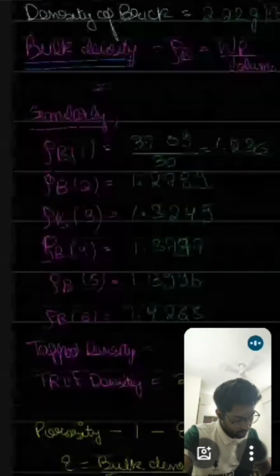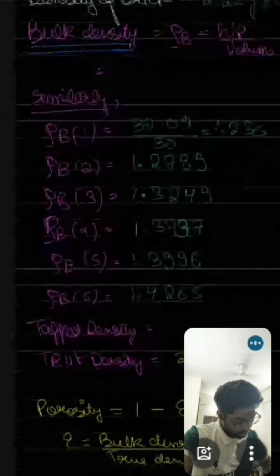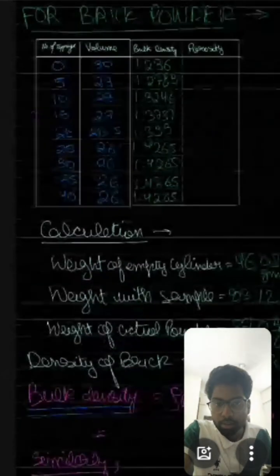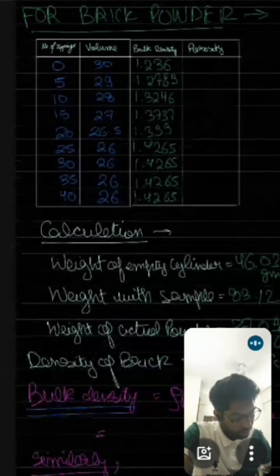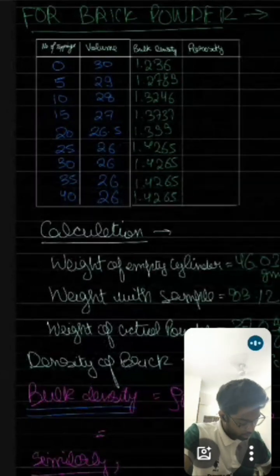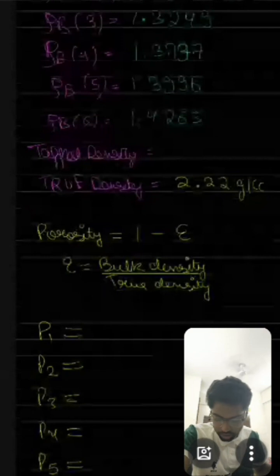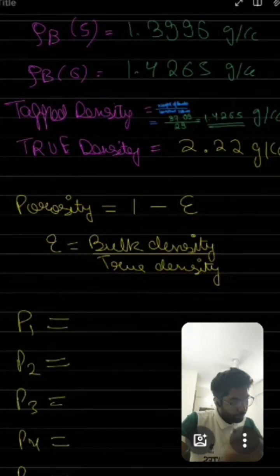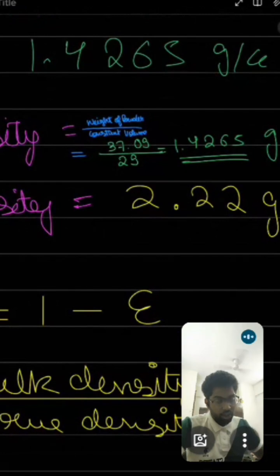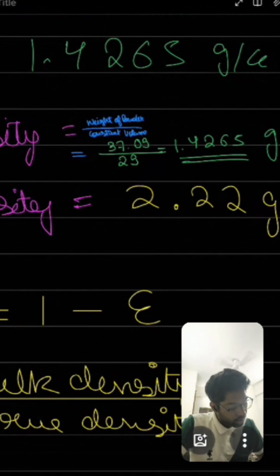Similarly, you can see that the bulk density of each reading is plotted in this table. The tap density is the weight of powder by the constant volume after several tappings. And it comes out to be 1.4265 gram per cc.